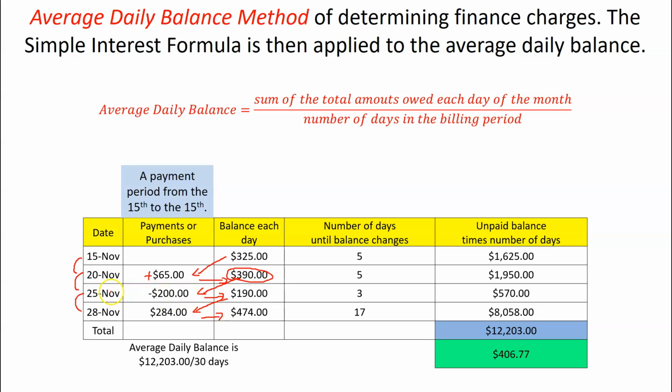And so it sat from the 25th to 28th for 3 days. So at this amount, it sat there for 3 days. So I multiply to get that. And then you might be wondering, well, how do I come up with 17? Well, it's going from the 15th to the 15th. So we're going from the 15th of November to the 15th of December.